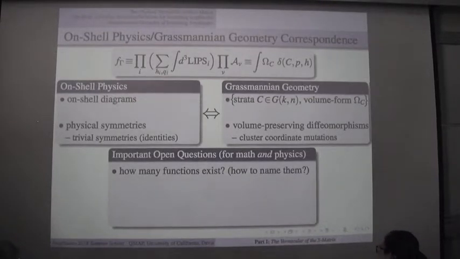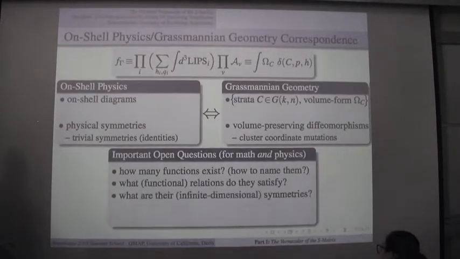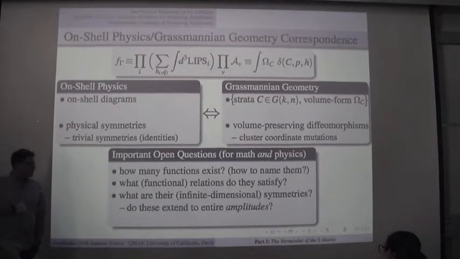How do we name them? How do you identify them? What functional relations do they satisfy? What are these infinite dimensional symmetries? And do they have anything to do with amplitudes?